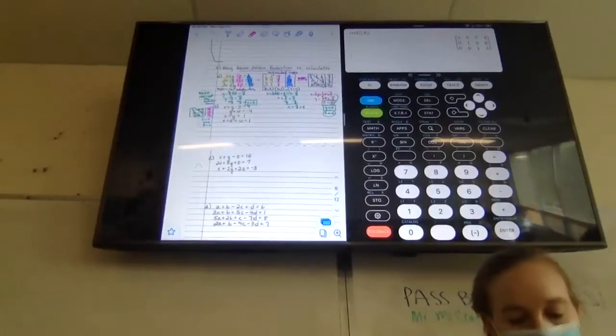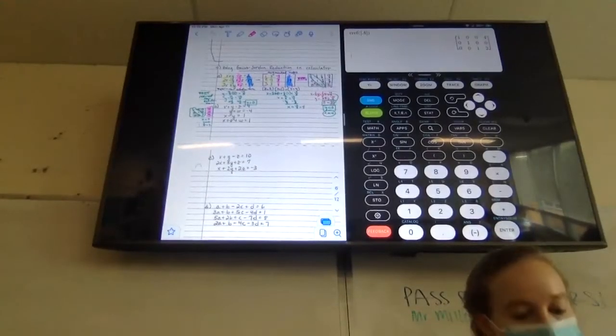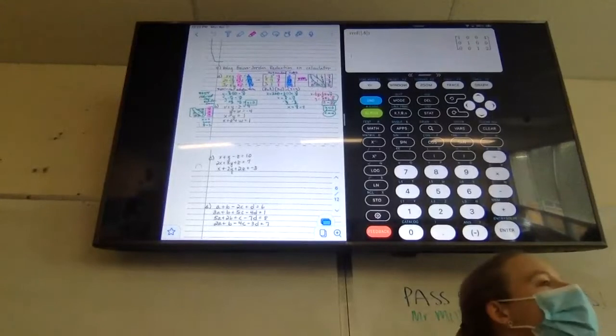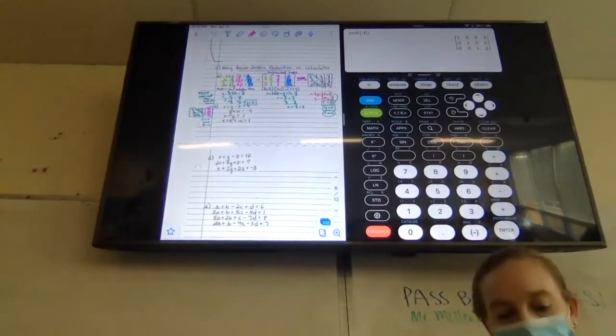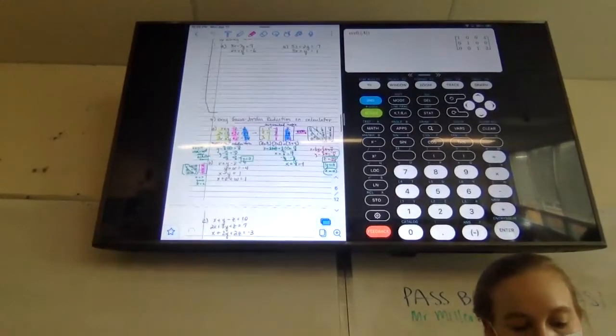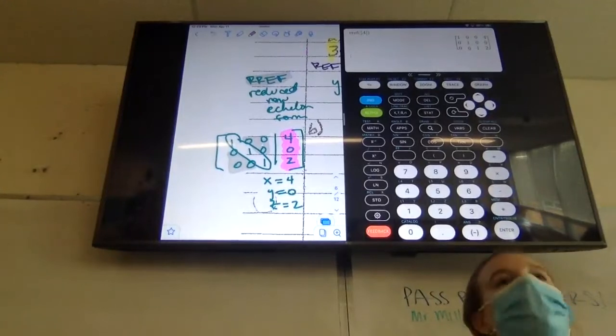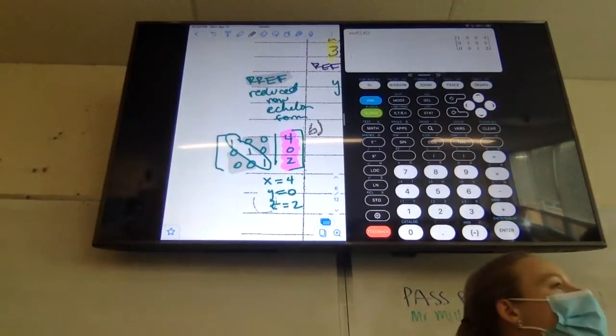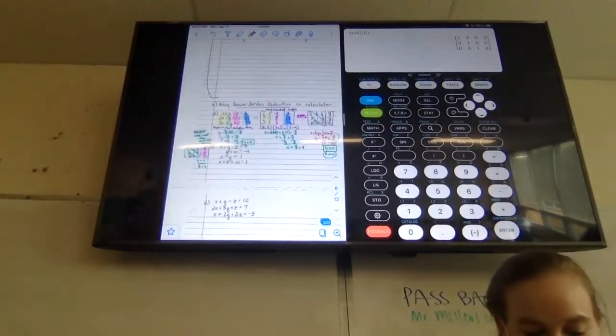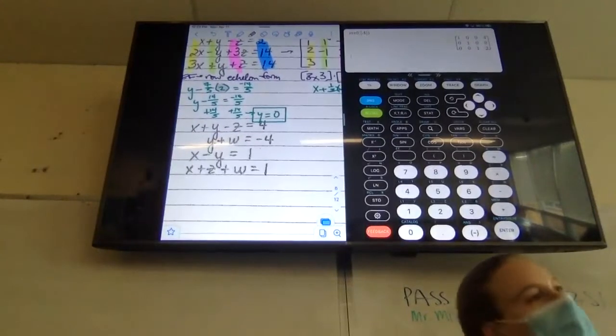All right. So now that we came back from lunch, we're going to do the next problem. These next three are the exact same process, but I want us to use the RREF in the calculator. So we're going to use RREF. We got to write our augmented matrix, enter it in the calculator, press RREF, and then we'll solve and go from there.